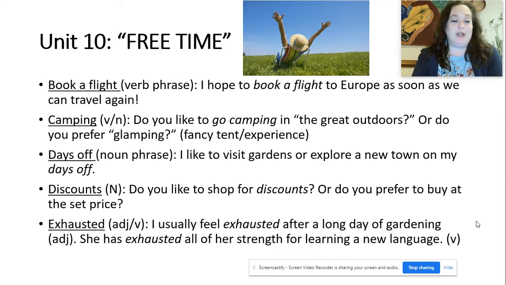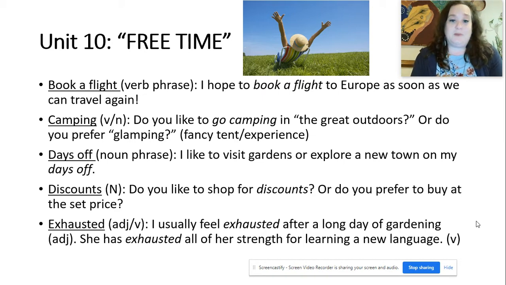Okay, the fourth word, discounts. If you shop at all, you like to save money, you have heard this word. So it is a plural noun. Do you like to shop for discounts? Or do you prefer to buy at the set price? Okay, so you notice my word or, which means I'm using a contrasting or opposite idea. And the opposite idea is buy at the set price, the given price. So discount will be opposite meaning. All right, so what's your guess?